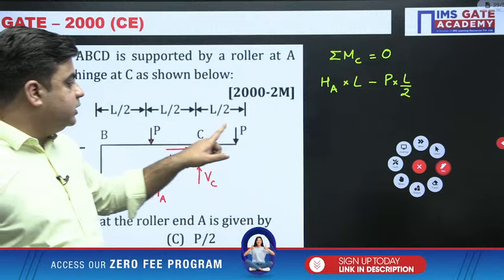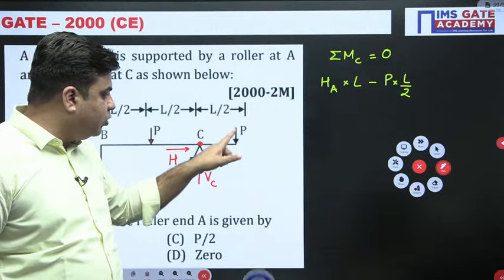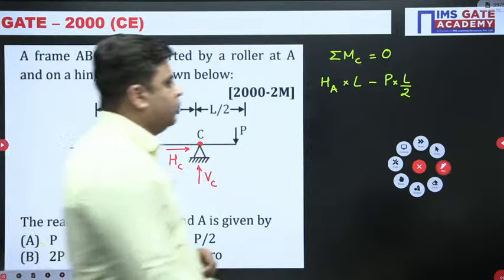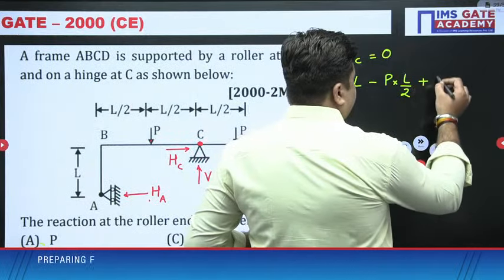Now coming to the moment due to the external load, this P will give you the clockwise moment. Value will be P into L by 2. So plus P into L by 2.